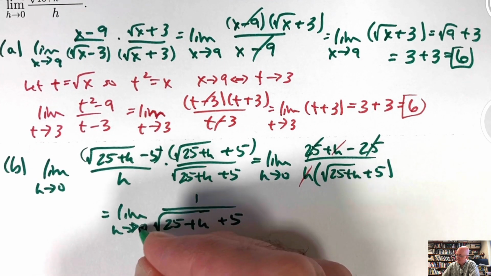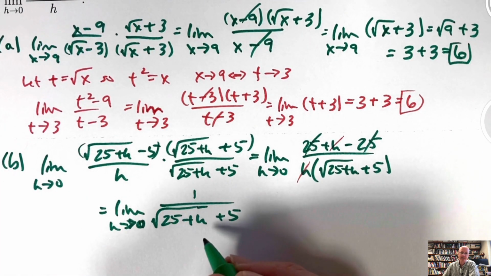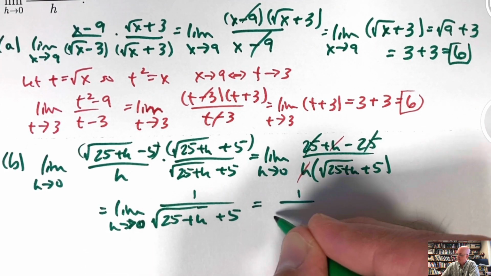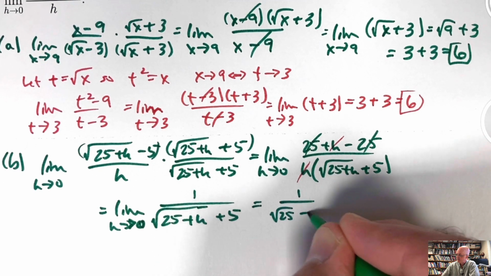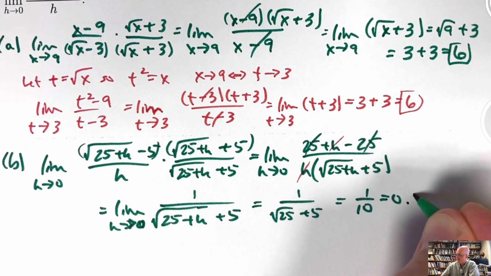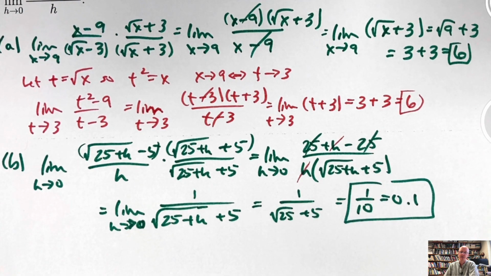There's no problem now plugging in 0. This is a continuous function of h near 0. I can evaluate this limit by just plugging in 0. I get 1 over square root of 25 plus 5, which is 1 over 5 plus 5, which is 1/10 or 0.1. Okay, so that's the answer for part B.